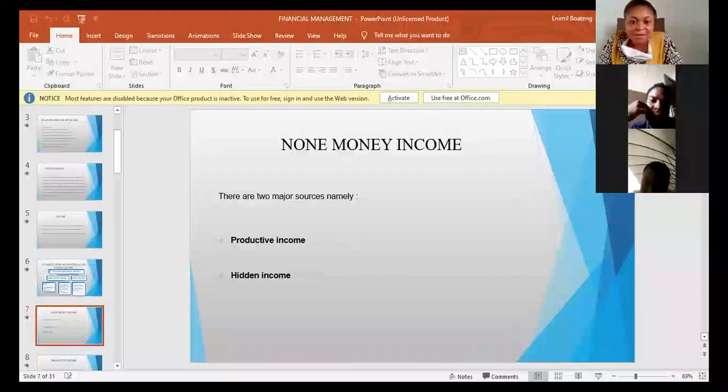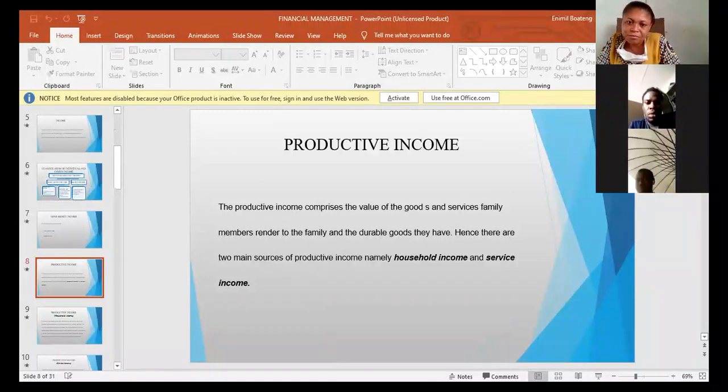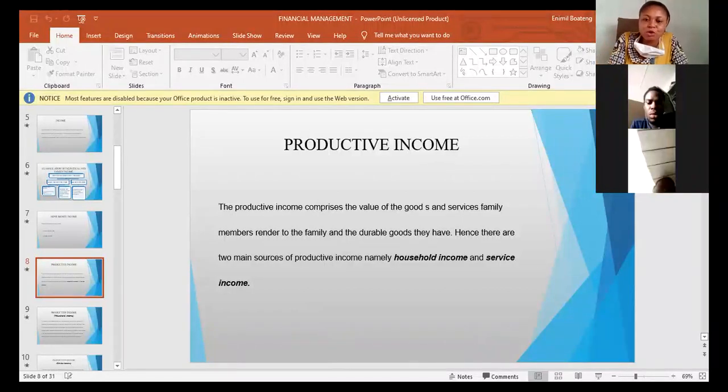Like we just discussed, there are two major sources of non-money income, namely productive income and hidden income. Now, what is productive income? Productive income comprises the value of the goods and services family members render to the family and the durable goods they have. Hence, there are two main sources of this productive income, which are the household income and the service income. It is not physical cash, but the value of our goods and services.